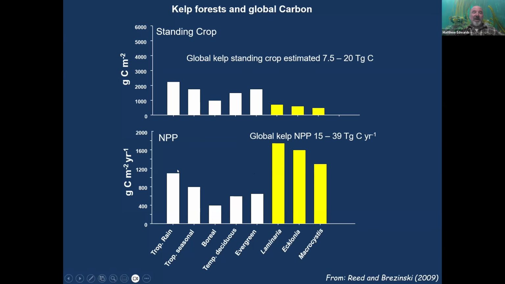as terrestrial forests. But if we look at net primary production and the amount of carbon fixed per unit area per year, we actually see that kelps exceed typical forests. And they're turning over much more rapidly, but they have high rates of primary production.